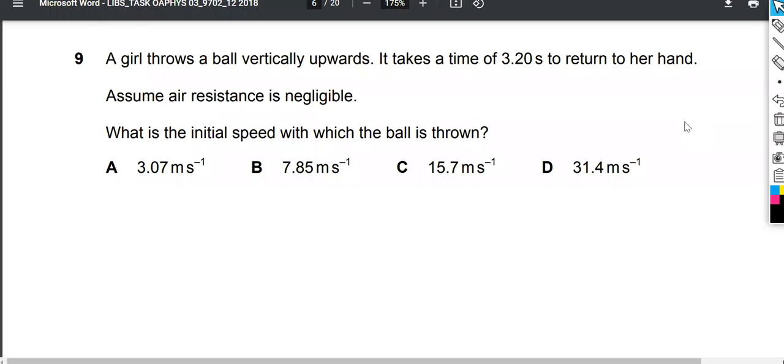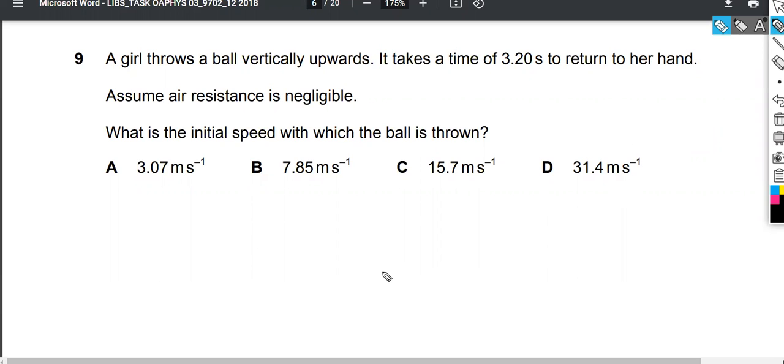Hello and welcome. In this worked example, we're taking a look at a paper one question, which reads: a girl throws a ball vertically upwards. It takes a time of 3.20 seconds to return to her hand. Assume air resistance is negligible. What is the initial speed with which the ball is thrown?